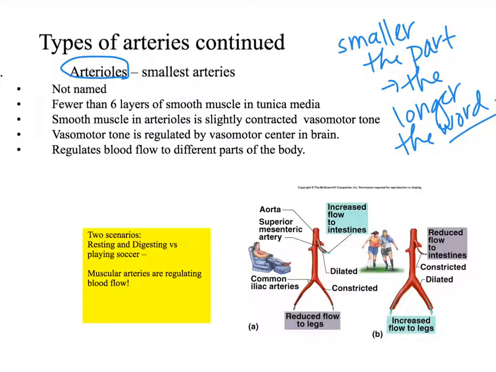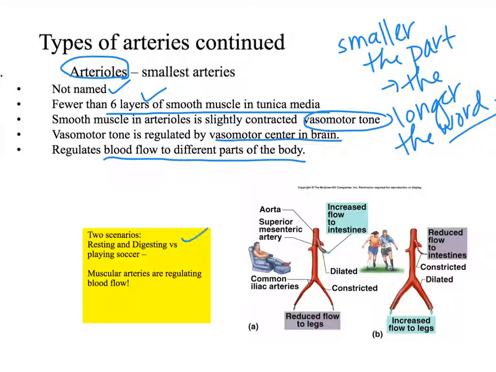Arterioles, we don't name them. They're little, so they have really thin tunica medias. They just have about 6 layers of smooth muscle. Usually they're slightly contracted so that there's some tone in the vessels, so the arterioles aren't floppy. They're regulated by the vasomotor center in your brain, which we'll talk about, and they can regulate blood flow to different parts of your body depending on what's going on.